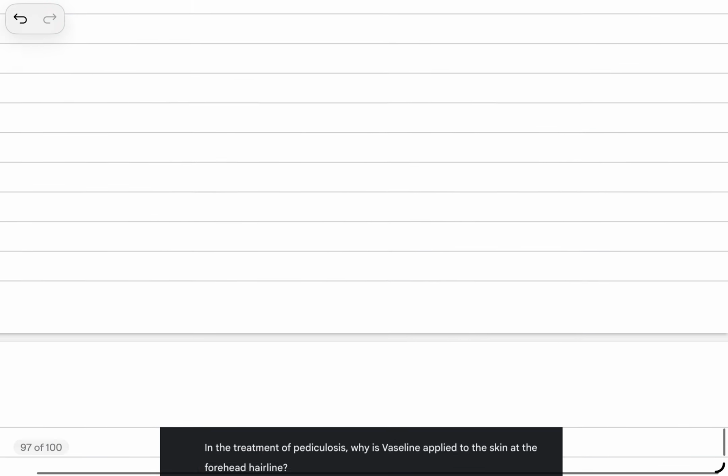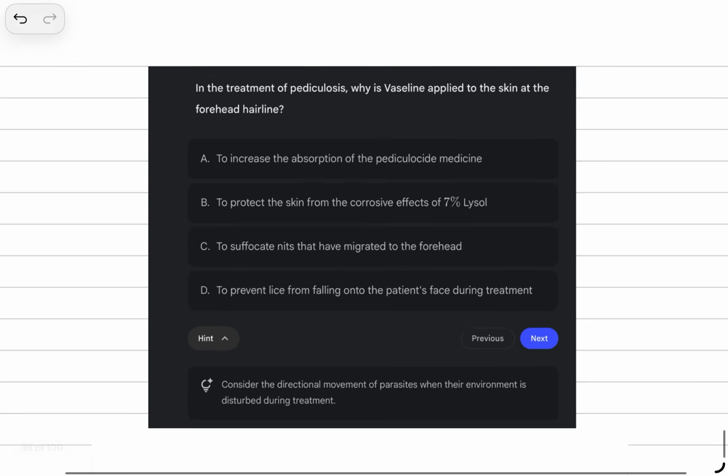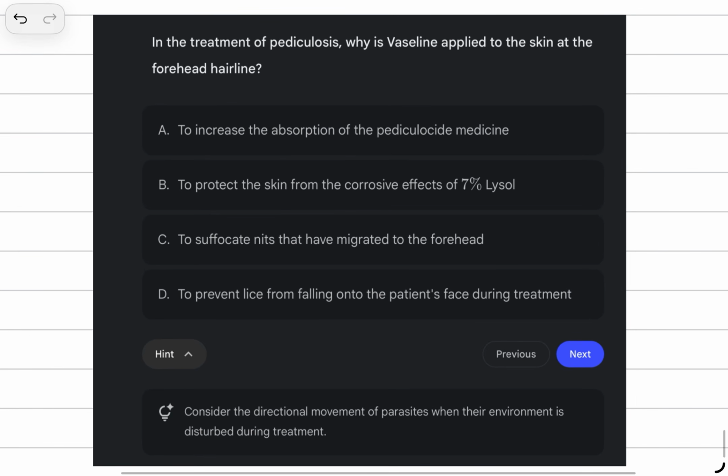Now coming to the MCQ, please tell me the answer for this. In the treatment of pediculosis, why is Vaseline applied to the skin? Option A, to increase the absorption of the pediculocide medicine. Option B, to protect the skin from the corrosive effect of 7% Lysol. Option C, to suffocate the nits that have migrated to the forehead. Option D, to prevent the lice from falling onto the patient's face during treatment.